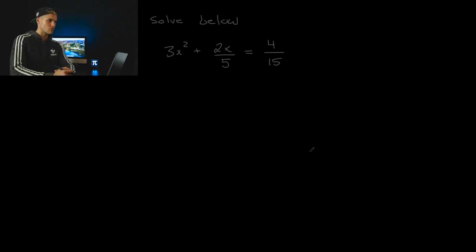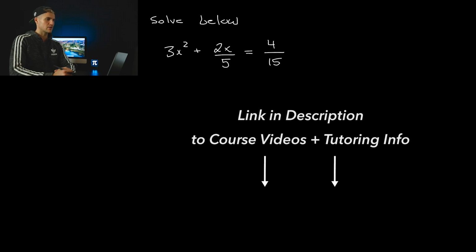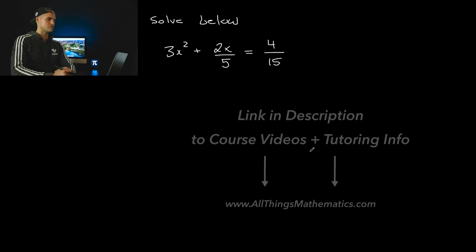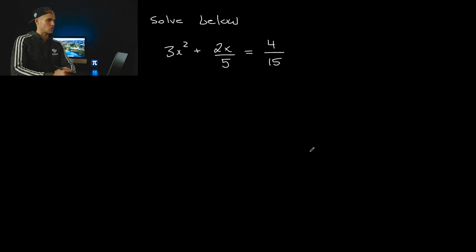Patrick here, and moving on to the next example. We've got to solve this equation here: 3x squared plus 2x over 5 is equal to 4 over 15. So notice that this is a quadratic equation. Now, there are different ways you could do this.